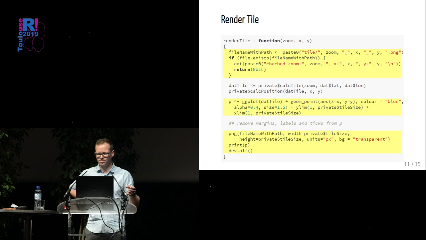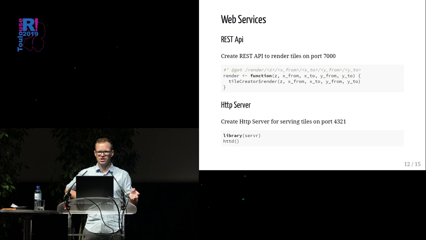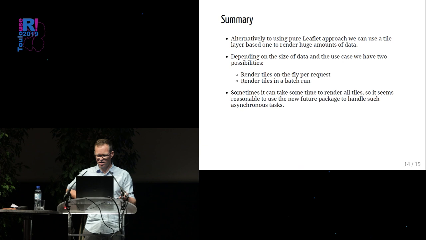Furthermore, we need two REST APIs. One is a REST API to trigger the rendering of the tiles using the plumber package, and another is the HTTP server to serve the tiles for the Shiny app using the servr package. Then with the tile layer based approach, we have the map bounds and the zoom level, and we can use a GET request for the REST API to trigger the tile rendering. And when the tiles are there, you can overlay them on the map.